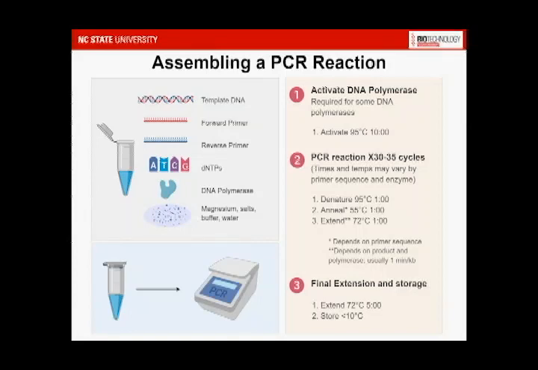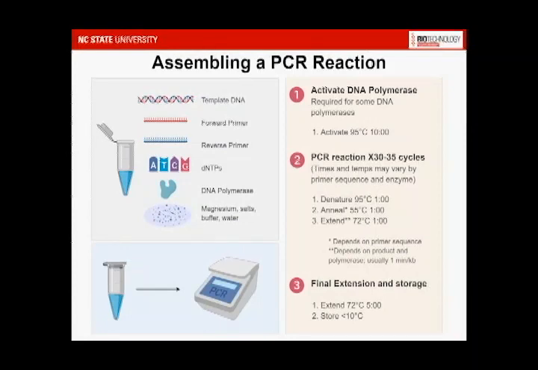Optimal extension temperature can be different for different polymerases, but is usually 60 to 68 degrees, and the optimal extension time depends on the length of the expected PCR product. A good general guideline is to allow 1 minute per kilobase of expected product. Here I've shown a 1 minute extension time for a 1 kilobase expected product.